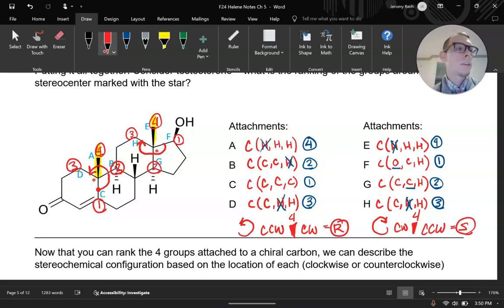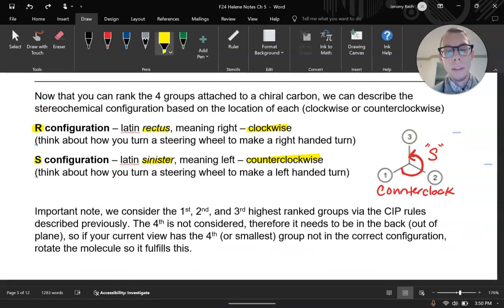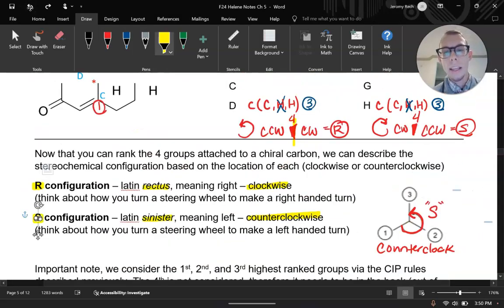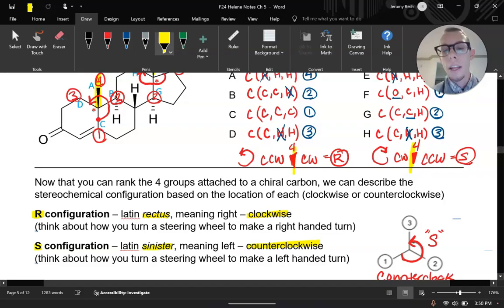And in short, all we're going to do is use our normal CIP rules. We're going to get our rankings 1, 2, 3, 4, and then draw 1, 2 to 3. Find out, is it clockwise or counterclockwise? Clockwise are going to be R's, counterclockwise are going to be S's. And then the one potential extra hiccup we might have is if our fourth group is not in the back, then you might have one little extra thing to do.